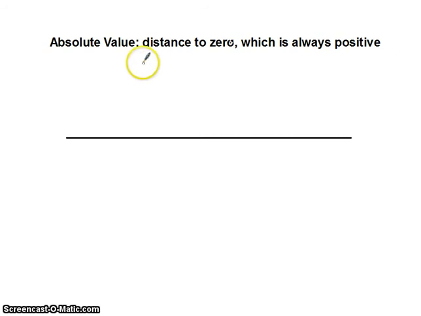Now absolute value is written with two vertical parallel bars that surround either a number or an expression of some sort. We're going to start this off by looking at the absolute value of 4 and the absolute value of -4. What we want to do is see what the distance to 0 is from 4 and what the distance to 0 is from -4.